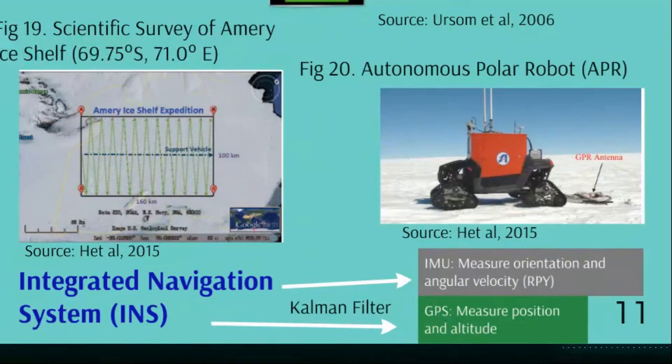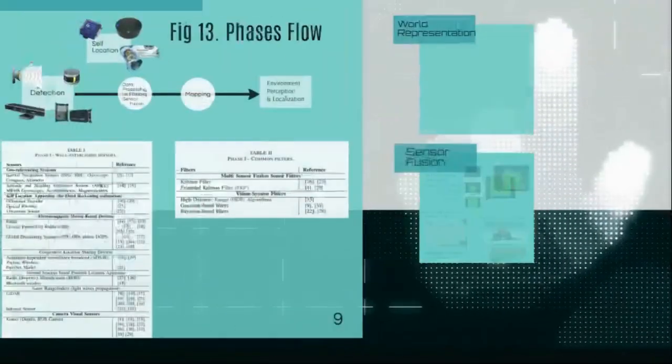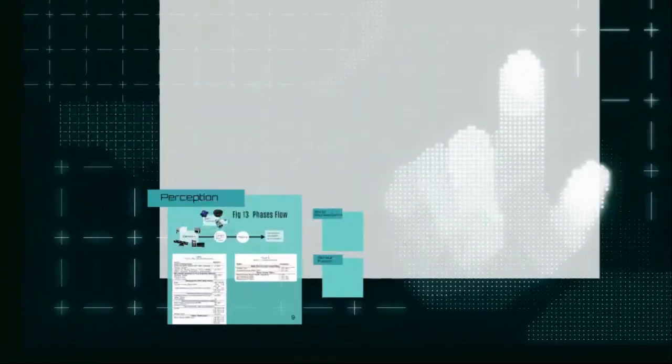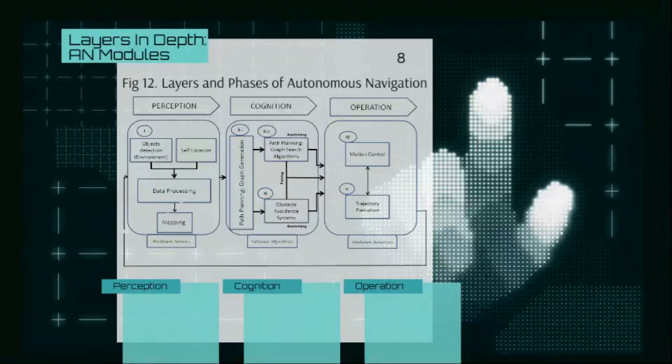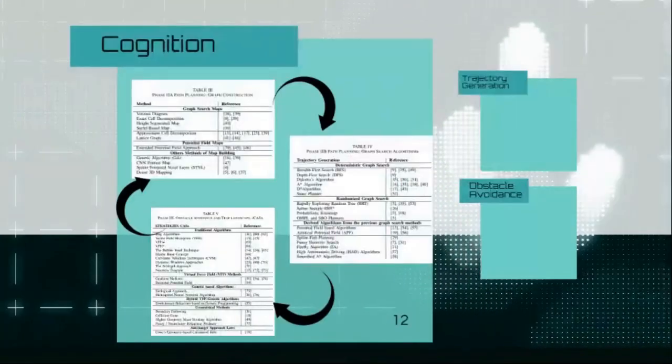Also, we have fusion of inertial sensors for localization. So GPS, IMU, and odometer fusion, very important for outdoor robots. We have selected papers for this. Now going to the cognition layer.